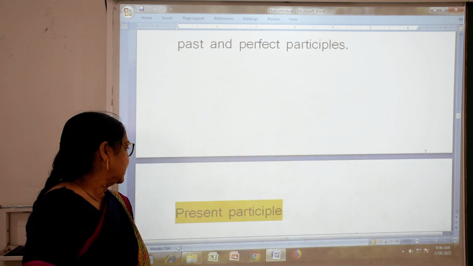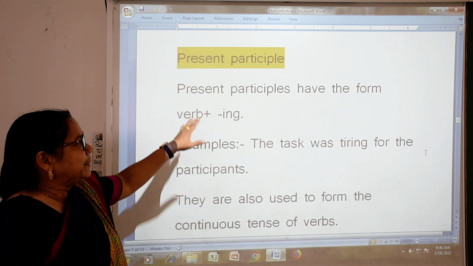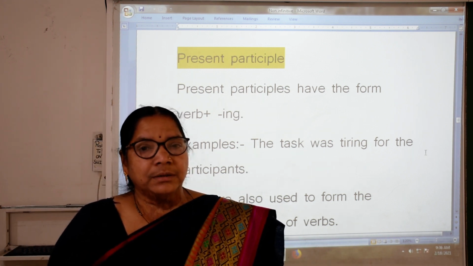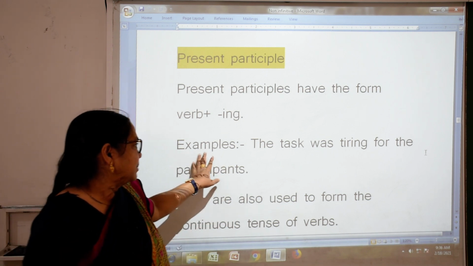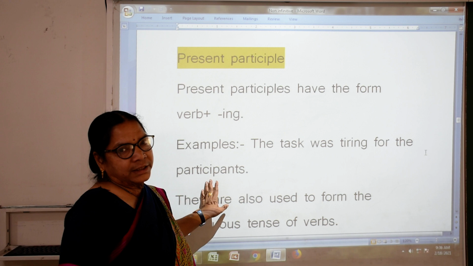We will see with an example, present participles. A present participle has the form verb plus ing. Very simple, present: verb plus ing. Example: the task was tiring for the participants.